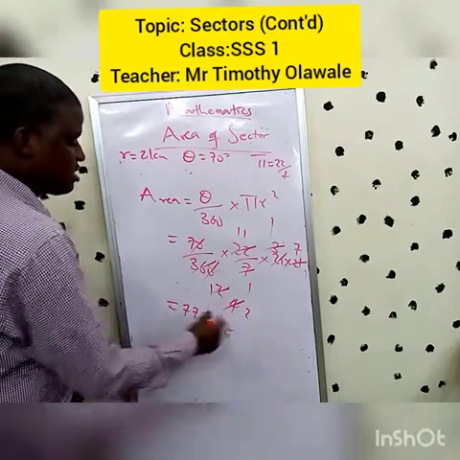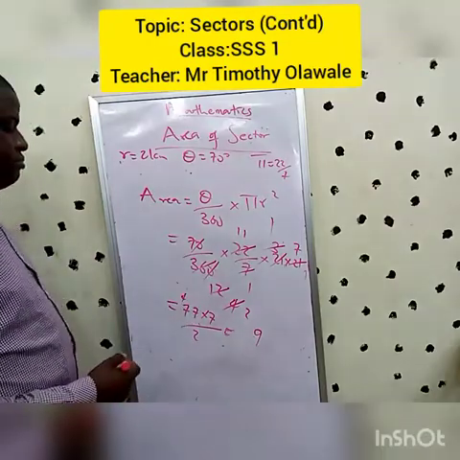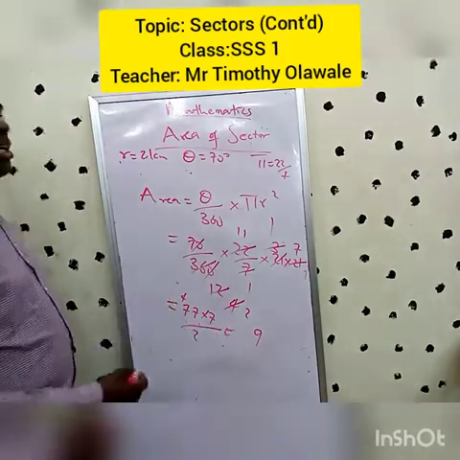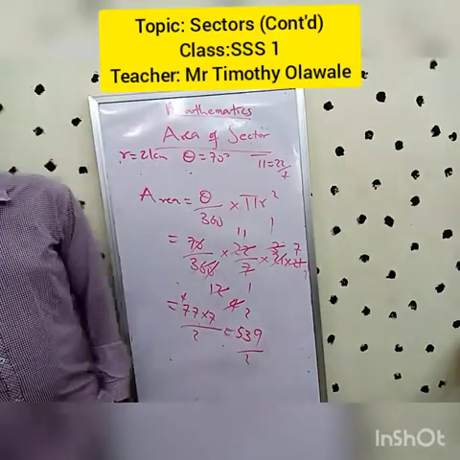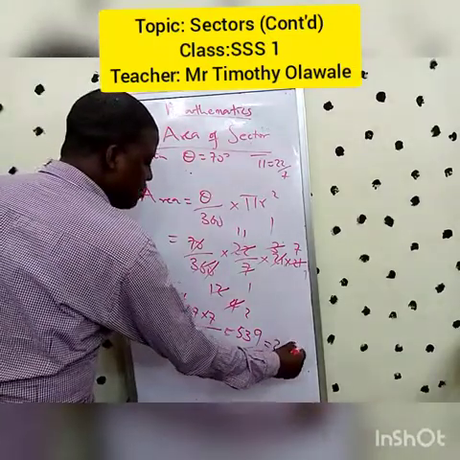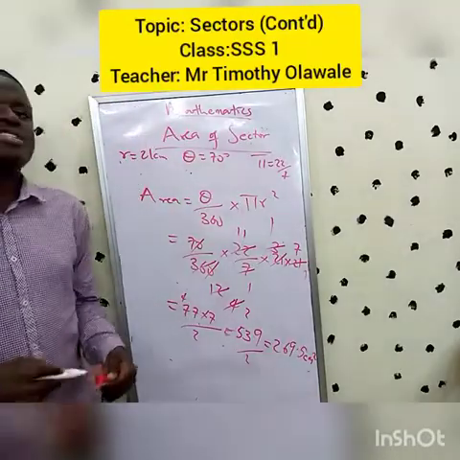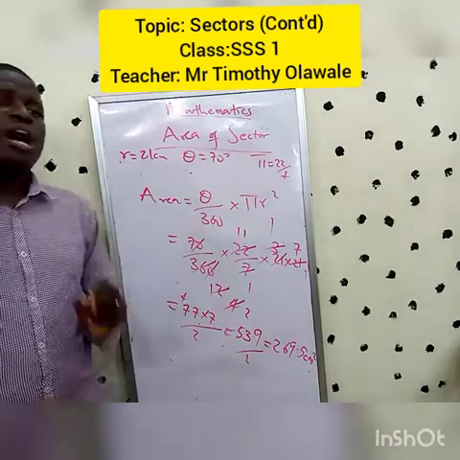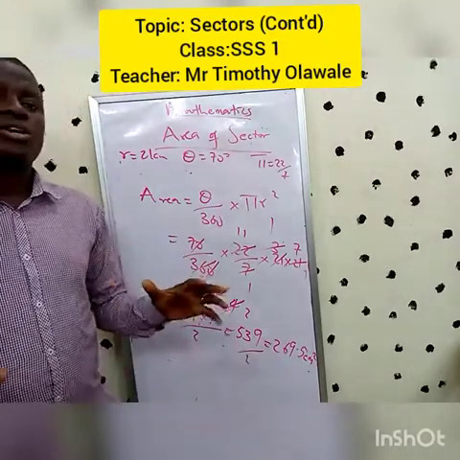That will be 77 times 7, which is 7 times 7, 49. You take 4 here. 7 times 4, 28. 7 times 7 again, 49. 49 plus 4 is 53. Okay, 539 over 2 will give us 269.5 centimeters squared. You observe that when we were looking for the perimeter of a sector, our answer was in centimeters. But now we're looking for area of a sector, our answer is in centimeters squared. So you have to pay attention to that.